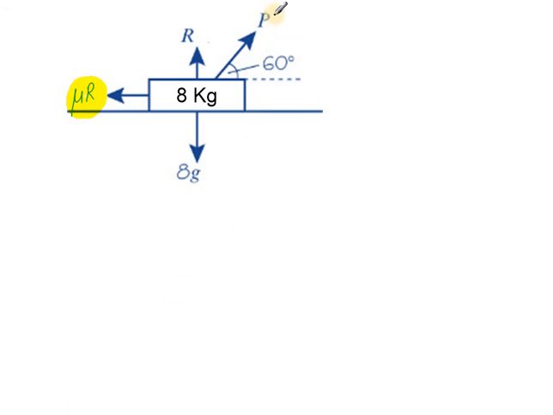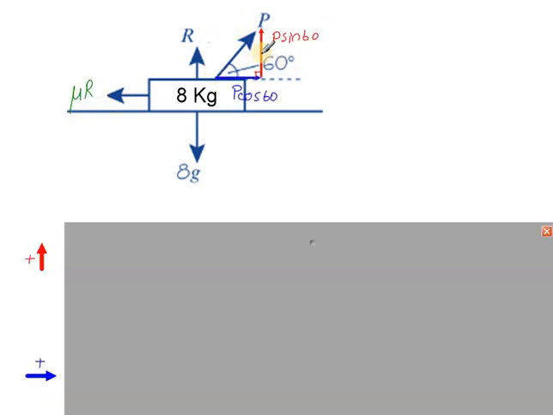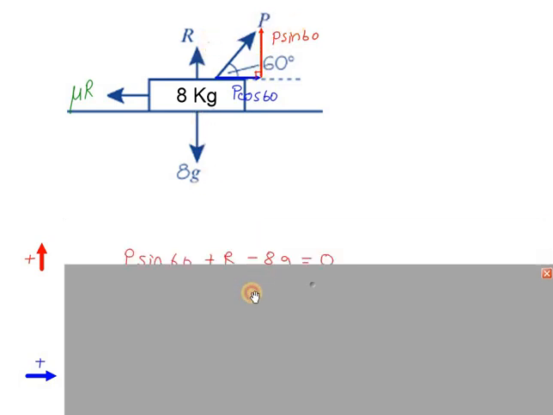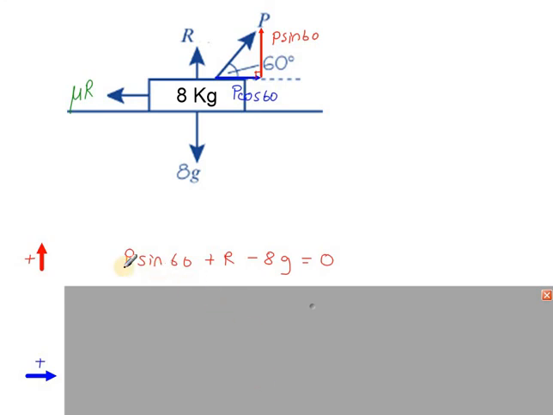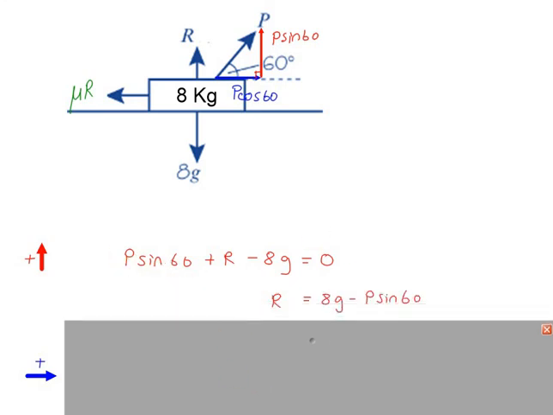To work out the unknown force P, we have to resolve forces in the horizontal direction and in the vertical direction. So force P gives us P cos 60 and P sin 60. Resolving vertically, this direction as positive, so we have P sin 60 plus R minus 8g equals 0. And then we can rearrange to work out R.